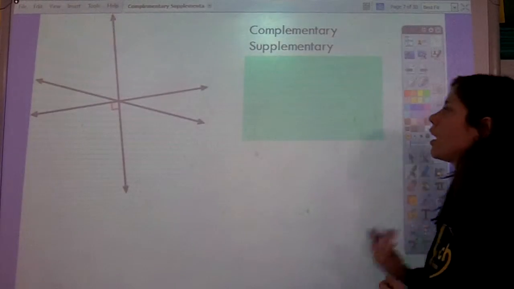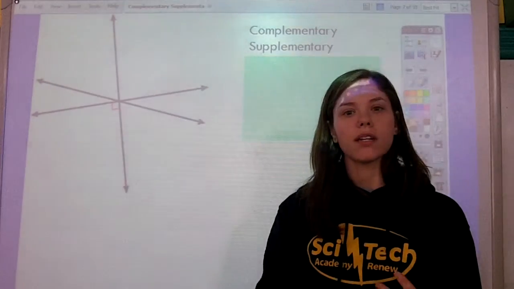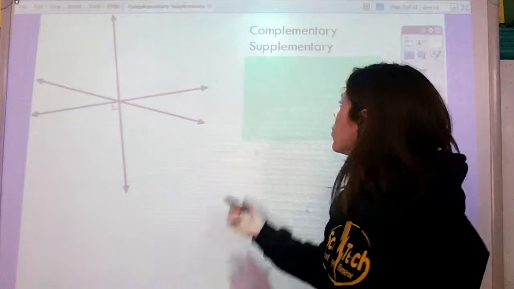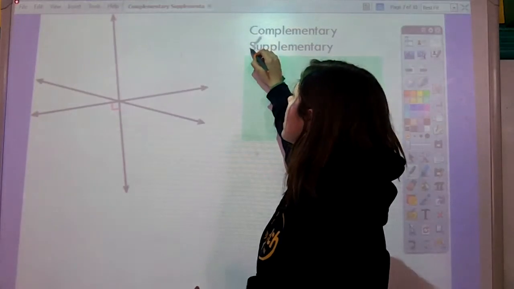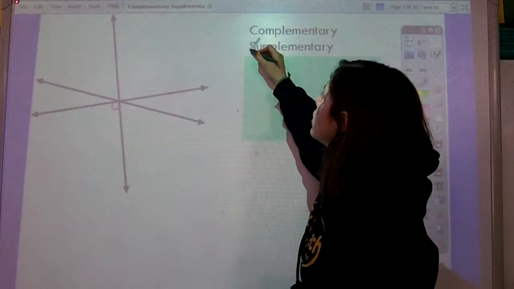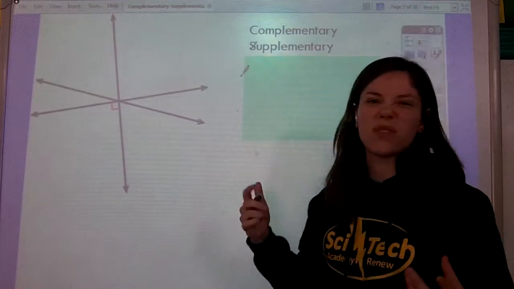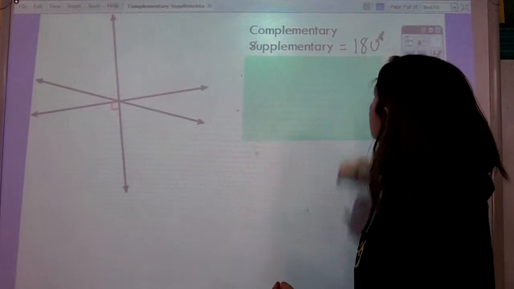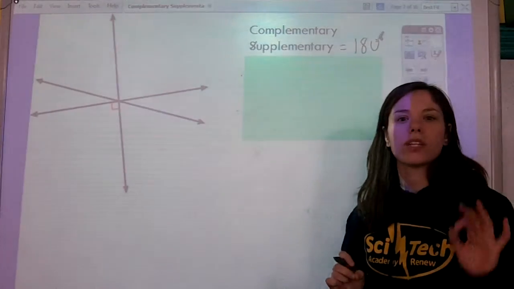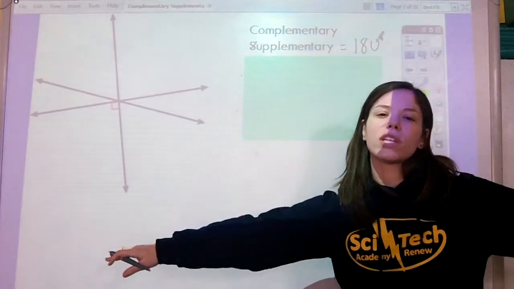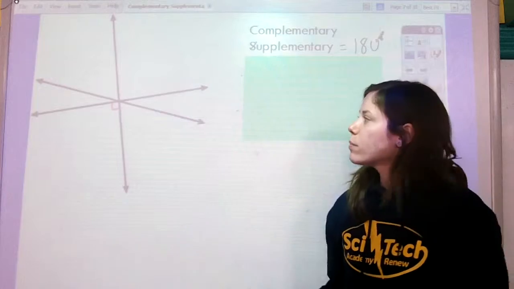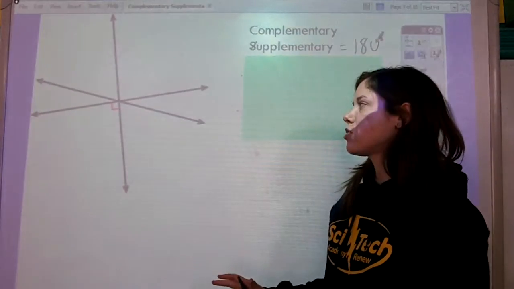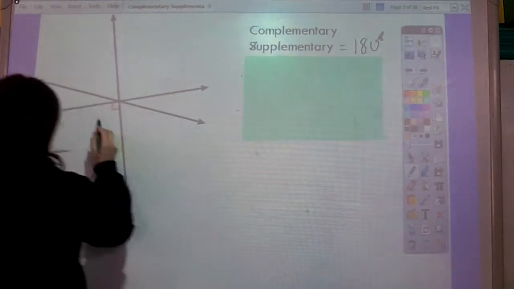Supplementary angles are anytime you can put 2 angles together and it'll equal 180 degrees. The way to remember that is that you can turn this S into an 8 by drawing a little line, and that's just an easy way to remember that they're going to equal 180 degrees. Anything that equals 180 degrees creates a perfectly straight line. So I'm going to find a perfectly straight line, and I have 3 of them.